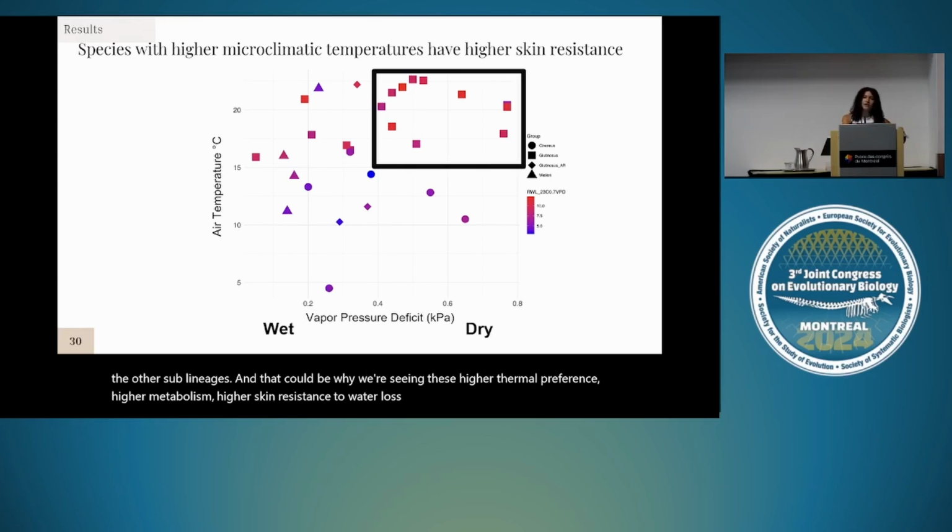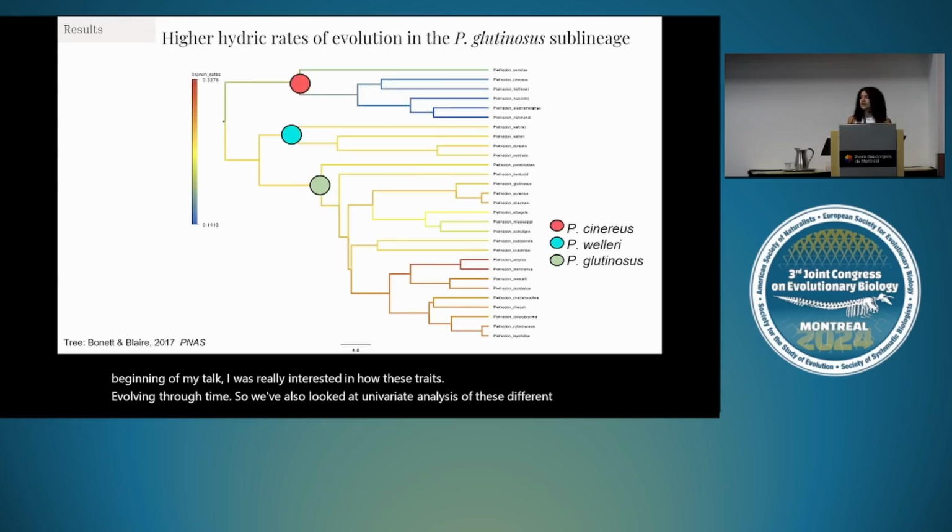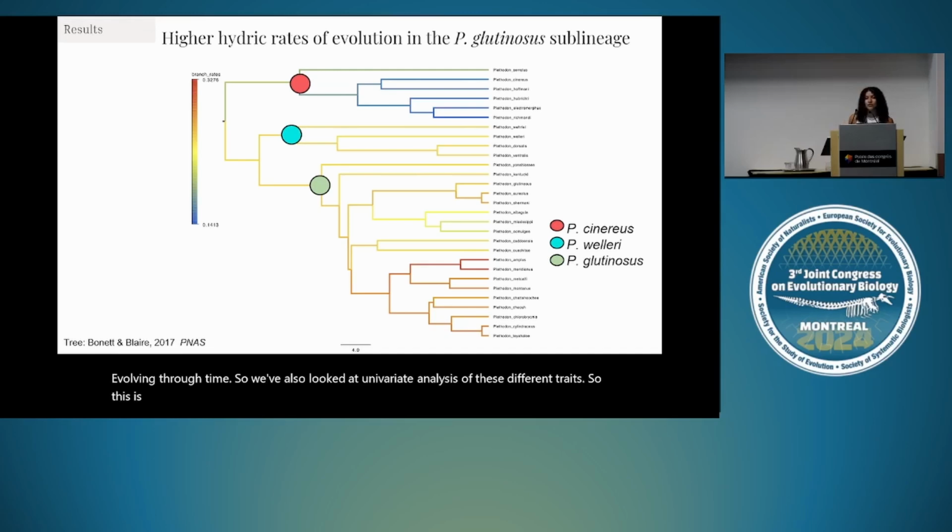But if you remember the beginning of my talk, I was really interested in how these traits are evolving through time. So we've also looked at univariate analysis of these different traits. So this is the hydric rates of evolution, those skin resistance to water loss rates. And we see that the glutinosus group right there, the green node, and the Wellerii group are having these relatively higher rates of evolution.